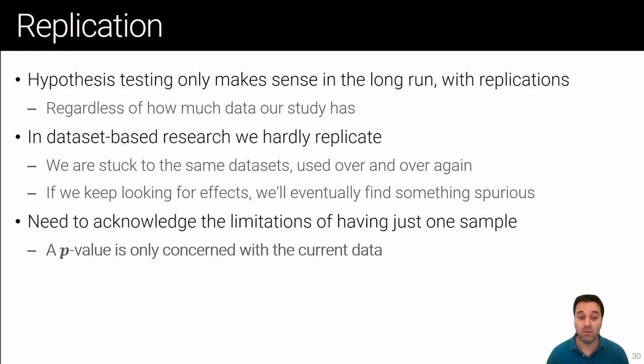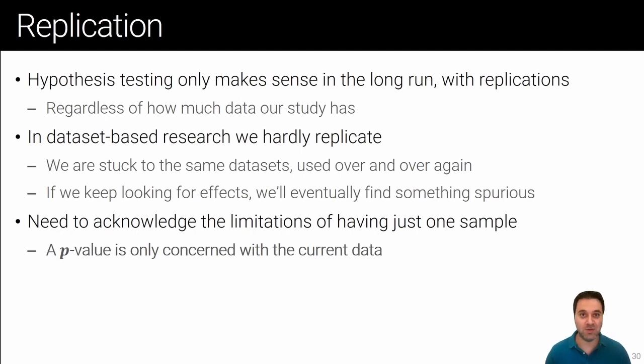What is the best thing we could do? Replicate our experiment, our study, and see what distributions of p-values we have. Do we consistently have small p-values? Then, okay, we are even more confident. Do we have a large variation of p-values? Then we don't know. Maybe we just got lucky in the first case. And so, regardless of how much data we have, we have to think about replicating. In dataset-based research, we hardly ever replicate. When we are just given one data set and we're asked to look into it and try to find connections and try to answer some research question, the point is we are stuck to the one data set.